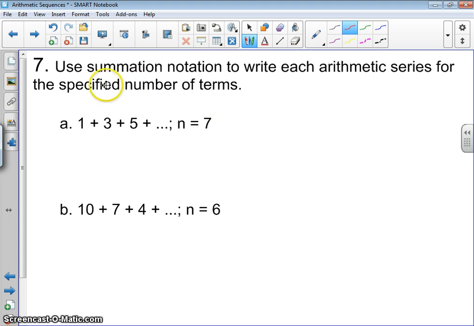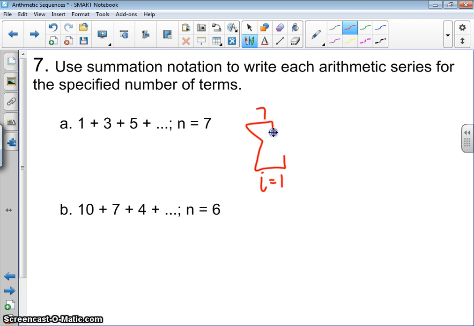Alright. Now let's go ahead and write, it says use summation notation to write each arithmetic series for the specified number of terms. And so when I'm going to do these kinds of problems, I am going to first draw my old lady claw. And so i is going to start at 1 and go to 7.